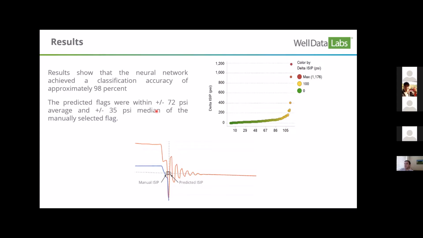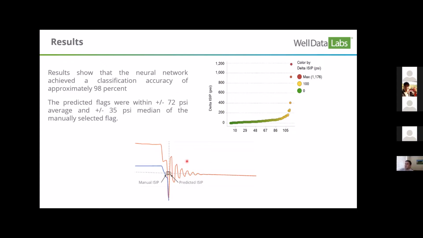For the test data, and we've been testing this on multiple operators and multiple wells, the predicted flags were within 72 psi average and plus or minus 35 psi median of the manually selected flag. As you can see here, we use subject matter experts who manually select the ISIP value from all the stages, and then we compare our predictions to their selection, and they were really close.